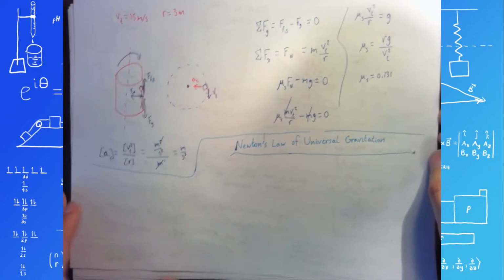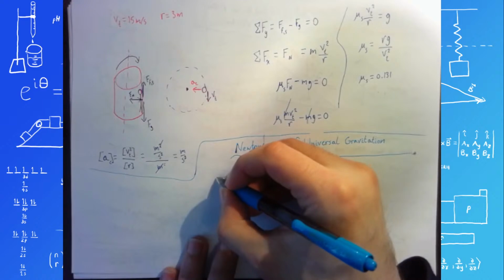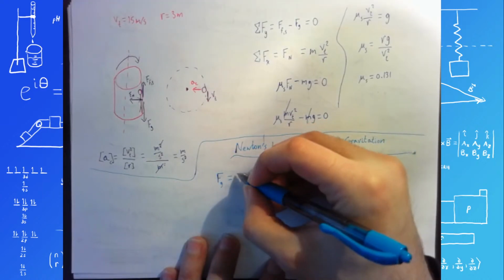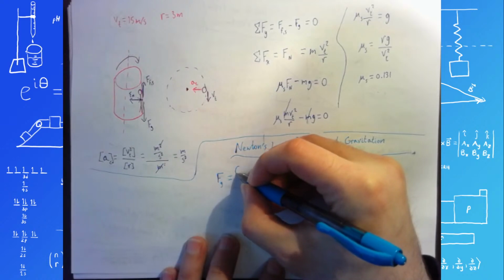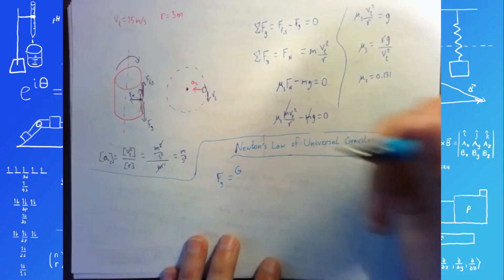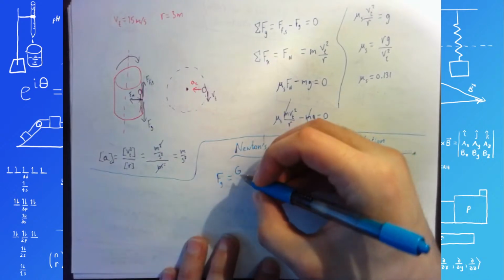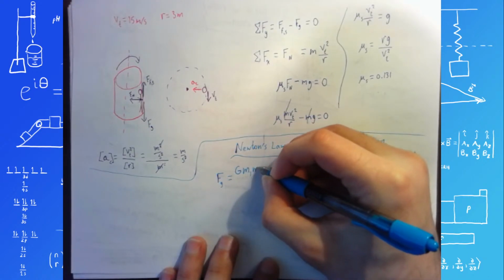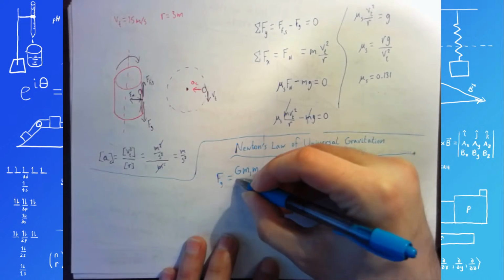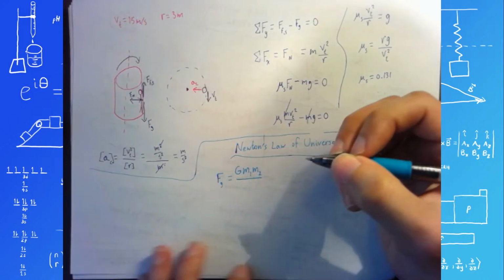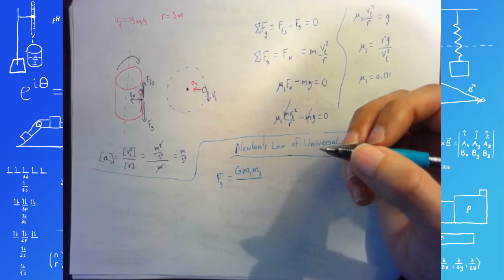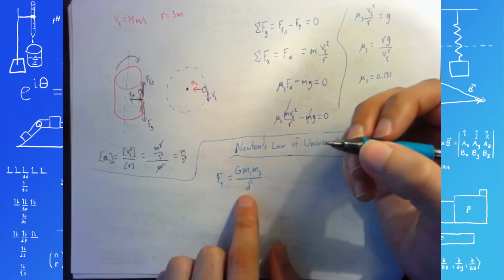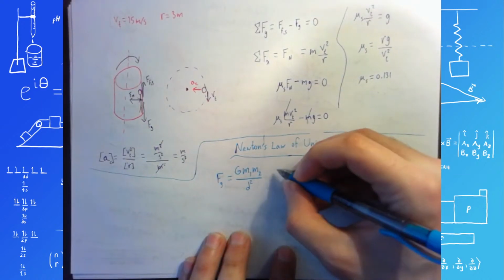Basically, through experimentation, it was determined that the force of gravity is actually not mg, rather, it is equal to the universal gravitation constant big G times the mass of one object times the mass of the other object, if you have just two objects attracting each other through the force of gravity, divided by the distance between them squared. And sometimes you'll see this written as an r instead.